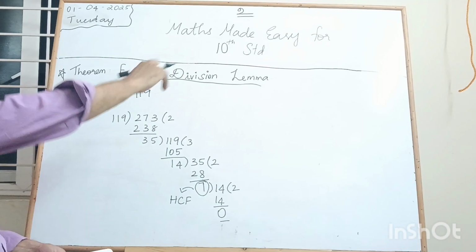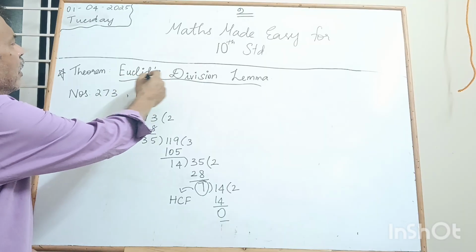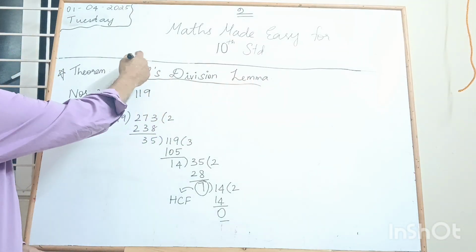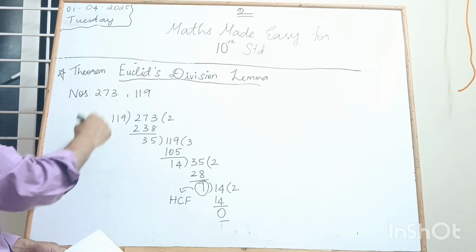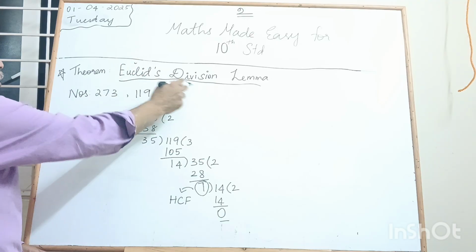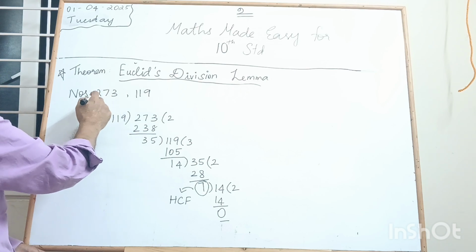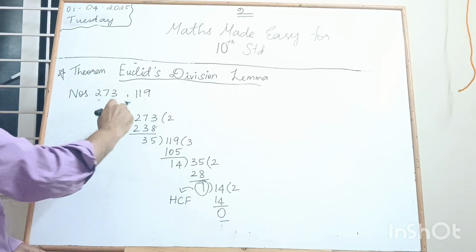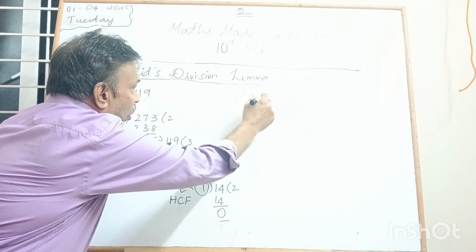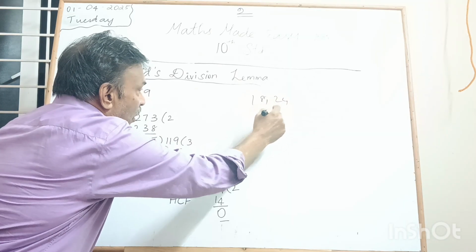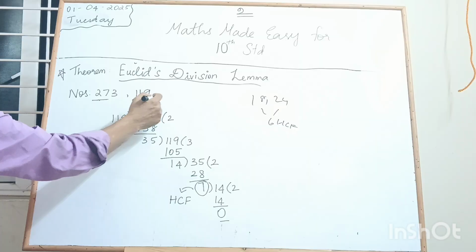Okay, now with this theorem, Euclid's division lemma. I am not able to exactly spell or pronounce this word, but it's not a problem. Using this theorem, you can find the HCF of these two numbers, 273 and 119. In the last section, we took 18 and 24 and found that 6 is the HCF. But here, these two numbers are big.